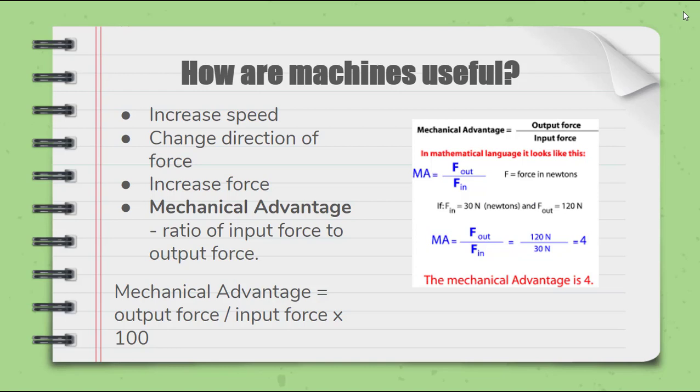It can increase speed. It can change the direction of the force. It can increase the amount of force. So in a similar way that we can calculate efficiency, we can also calculate something called mechanical advantage, and that is the ratio of output force to input force. So simply put, the mechanical advantage is equal to your output force, which would be in newtons, divided by your input force times 100.